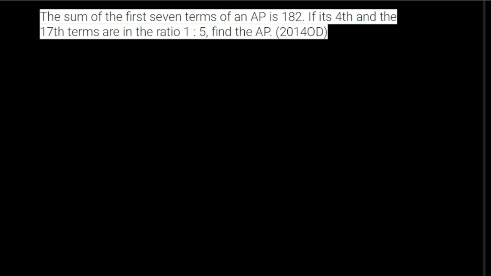Now the sum of the first 7 terms of an AP is 182. If its 4th and the 17th term are in the ratio 1:5, find the AP. The sum of the first 7 terms, that is S7, is equal to 182. Next, if its fourth and the 17th term are in the ratio 1:5, that means A4 upon A17 is equal to 1 divided by 5.